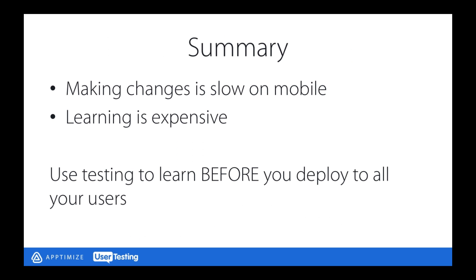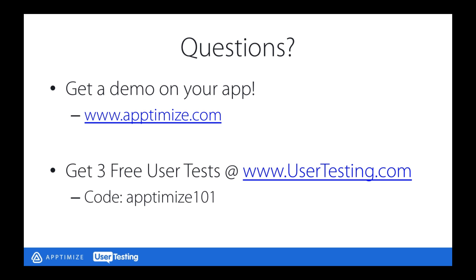All right, so why don't we summarize everything we learned so far? The first is that there are 2 big problems when developing on mobile. The first is that making changes is really slow. And the second is that learning is really expensive. So you want to use testing to learn before you deploy to all your users and affect them. So user testing is going to give you the qualitative, and Apptimize is going to give you the quantitative data. And this is really going to help you validate your changes and push out things that are really going to affect your users in a positive way.